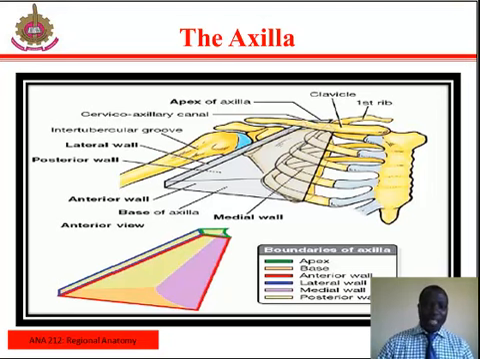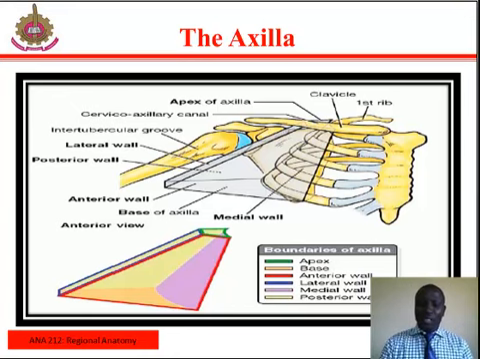The axilla provides a passageway for vessels and nerves going to and from the upper limb. The axilla is composed of an apex, the base, and 4 walls, 3 of which are muscular. The apex of the axilla is the cervicoaxillary canal, the passageway between the neck and the axilla. It is bounded by the first rib, clavicle, and superior edge of the scapula.